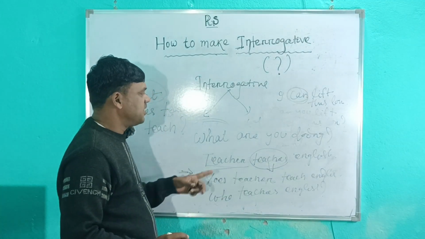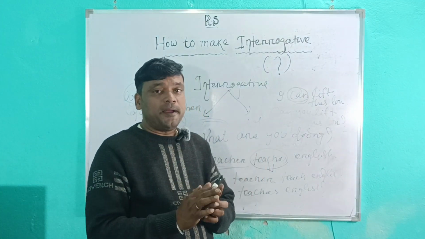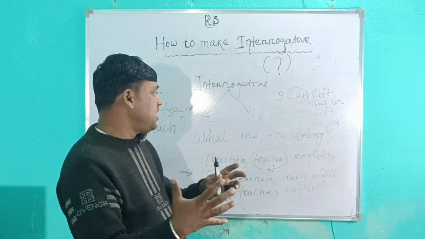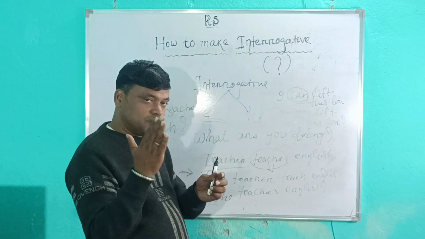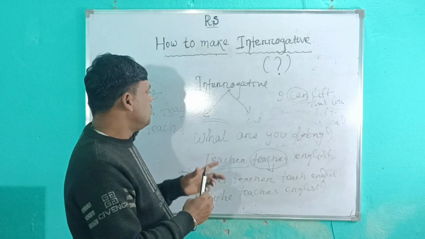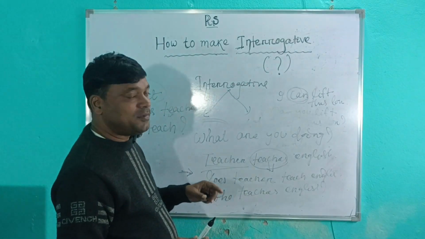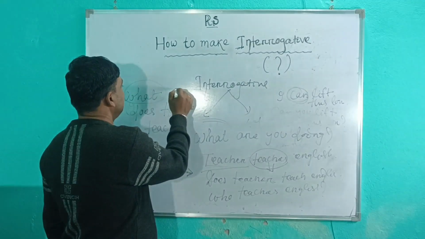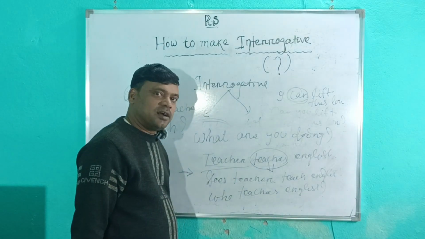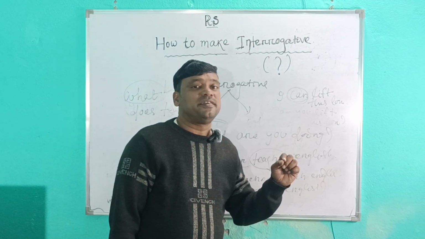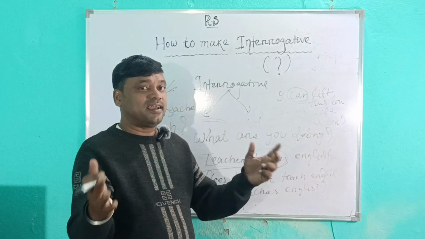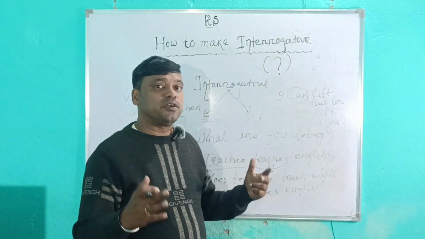WH word format में ऐसे करेंगे कि सिंपल वे WH word को पहले लिख लो, उसके बाद जो तुम्हारा ऑक्सिलरी वर्ब है उसको WH word के बाद लिखो, it becomes the interrogative form and this is called your WH word format. So guys, I think you just look at the video carefully and you will understand, and this is the easy way we can make the sentence into the interrogative form.